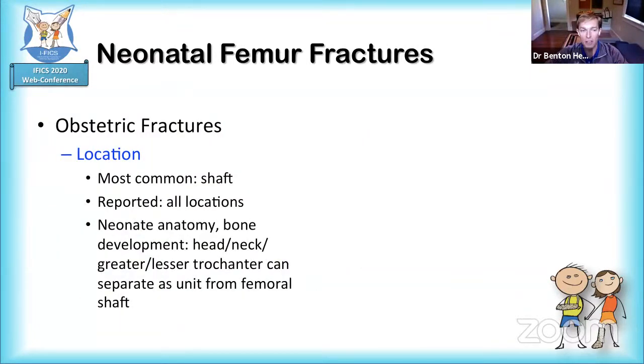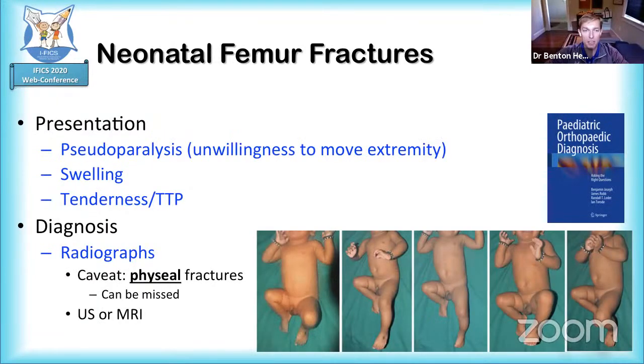In terms of where these obstetric fractures occur in the femur, most commonly are shaft, though all locations have been reported in case reports. And in terms of the neonatal anatomy, an important thing to know is that the head, neck, greater and lesser trochanter represents essentially a single segment of the femur and can separate as a unit from the proximal femoral shaft.